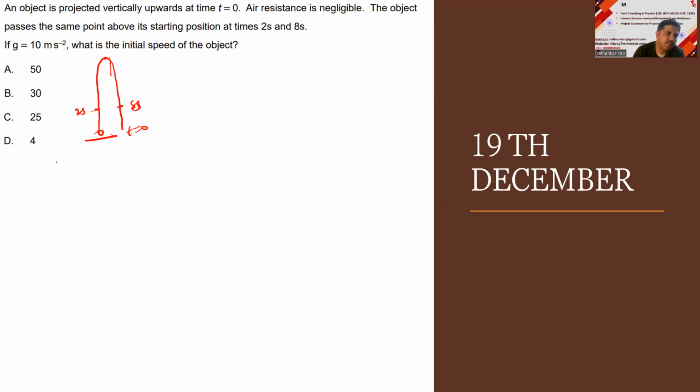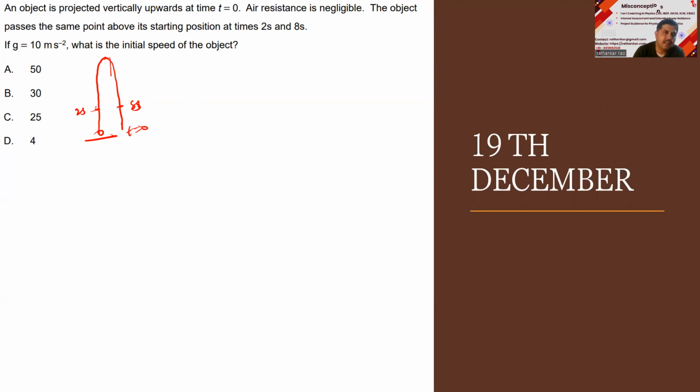Which means now what we need to do is, he is asking you what is the initial speed of the object. Now, some of you would have done it by some methods, but the easiest method, which I would prefer, is this: if this is 2 seconds and this is 8 seconds, we know that time up should be equal to time down, right?